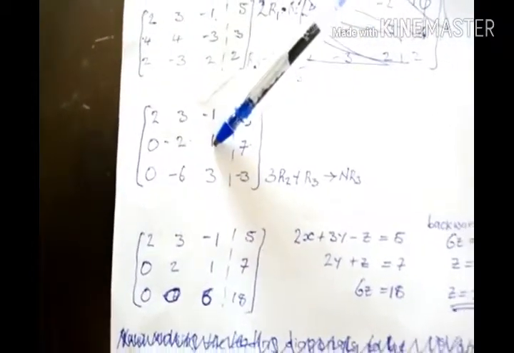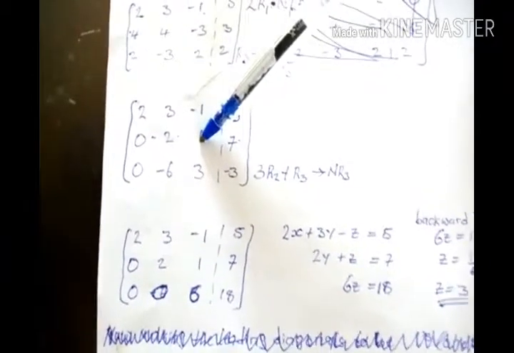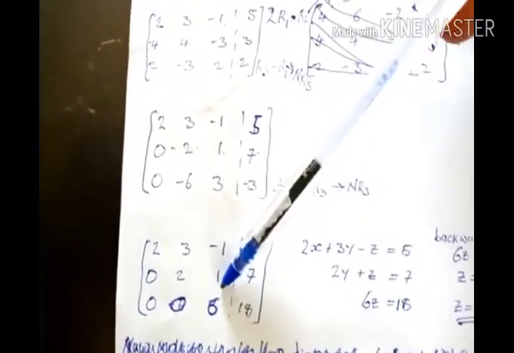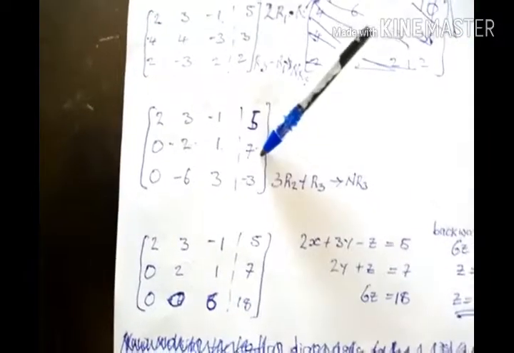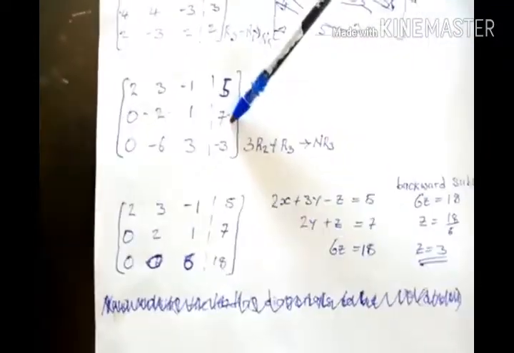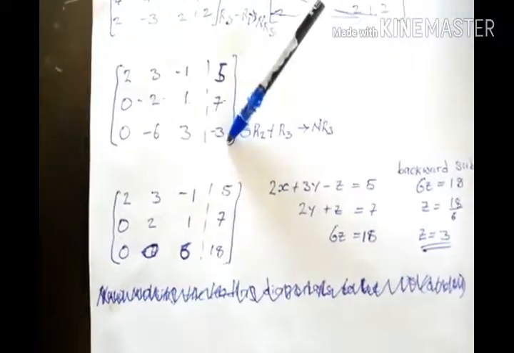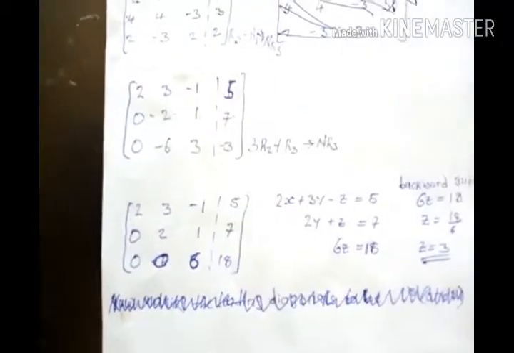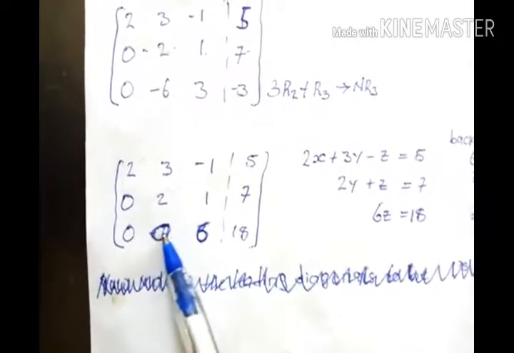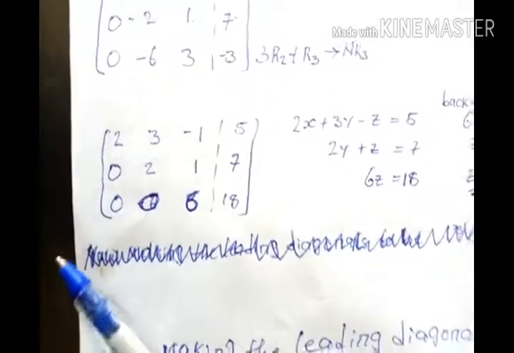3 times 1 is 3. 3 plus 3, that's what I got, the 6 here. So 3 times 7 is 21, and 21 plus minus 3 is 18. Alright guys, so as you can see, based on Gauss elimination, I have succeeded in eliminating the lower triangular matrix.